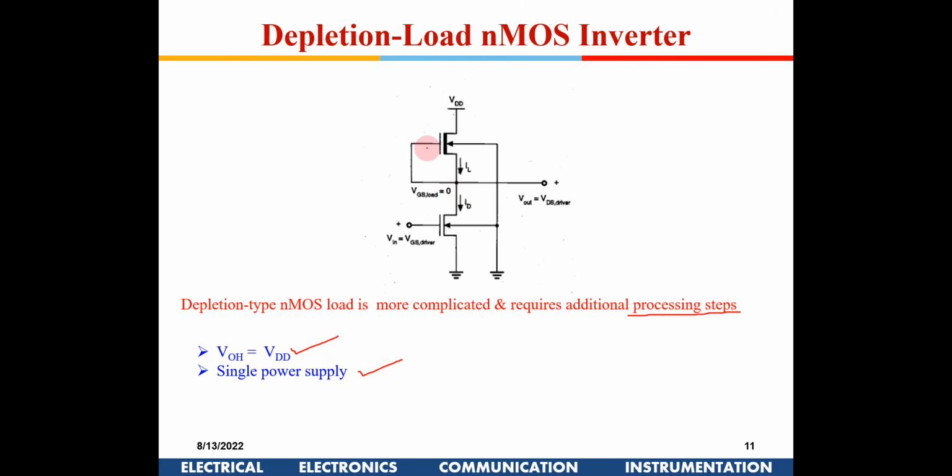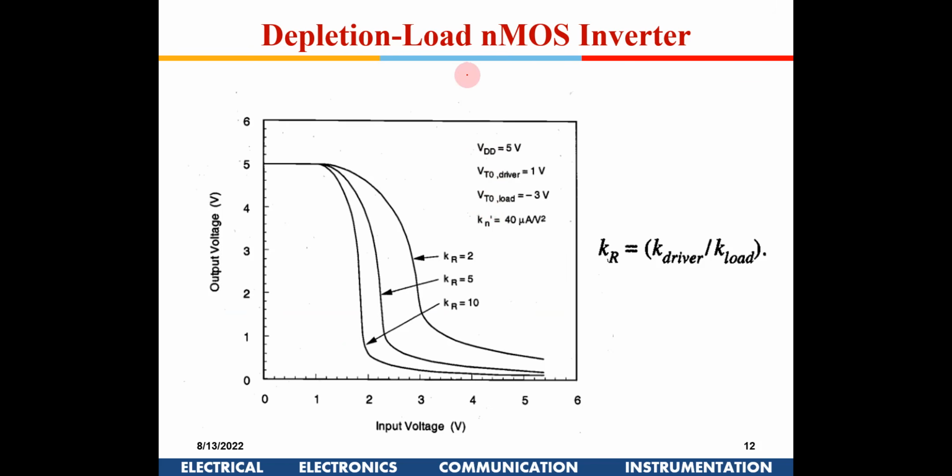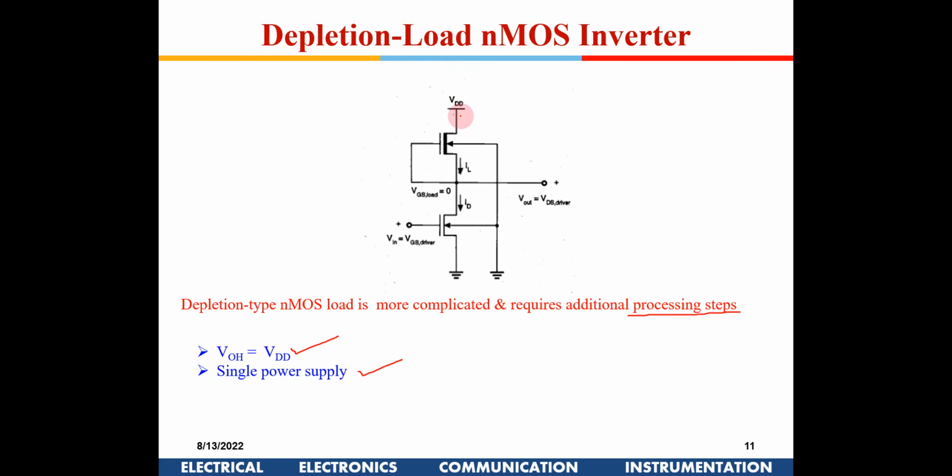Because even if it is 0, it can conduct. It requires a negative voltage for this to be switched off. So since VT is negative, it will continue charging it till VDD. And that is okay. Now we say for the depletion, this was also used.